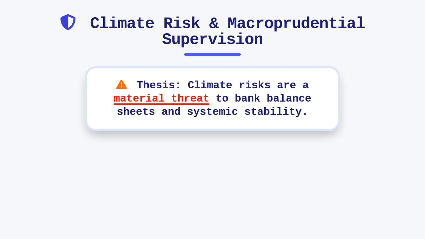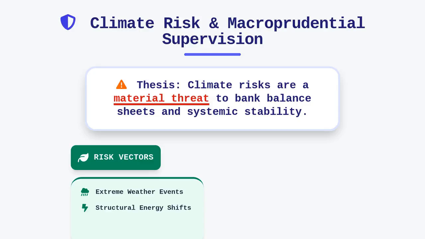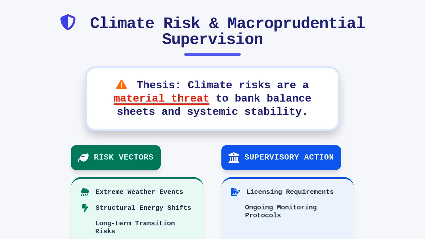Simultaneously, central banks and financial watchdogs are integrating climate change into their macro-prudential supervision mandates to protect systemic financial stability. The thesis here is straightforward. Climate-related risks, such as extreme weather events or structural shifts in the energy sector, represent a material threat to the balance sheets of the banks they regulate. Consequently, supervisory authorities are now embedding climate risk assessments directly into banking licensing requirements and ongoing monitoring protocols. Banks are being prompted to show how they account for long-term transition risk in their loan portfolios and how they might withstand potential climate-driven shocks.